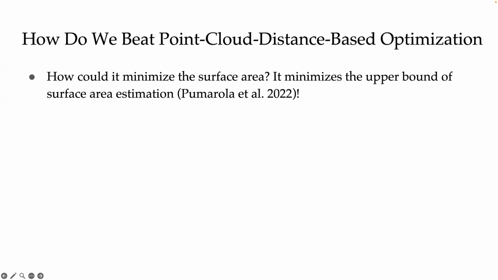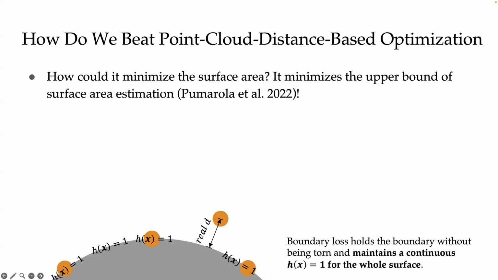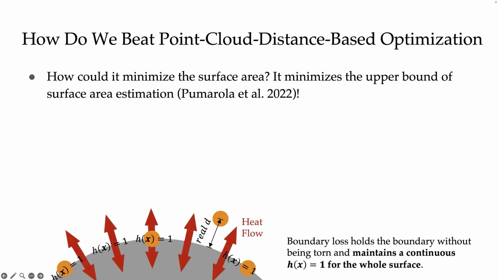This also makes sense from a physical perspective. The boundary loss anchors the surface by enforcing h is equal to 1 continuously along the boundary, and it also maintains a stable heat flow during optimization. But for fixed surfaces without any true boundary points, the heat flow cannot be sustained. So, these surfaces gradually get absorbed, smoothed out, and eventually disappear.